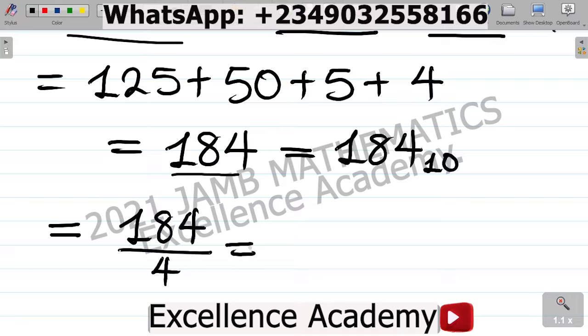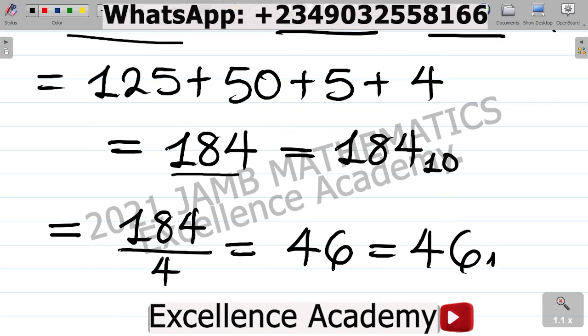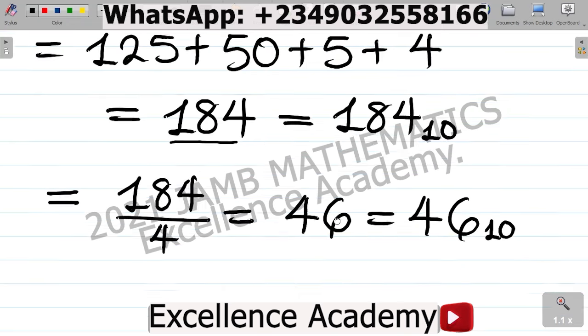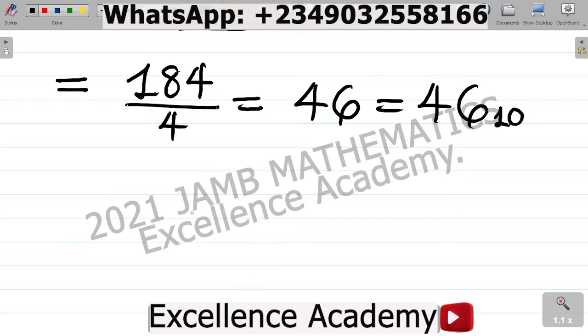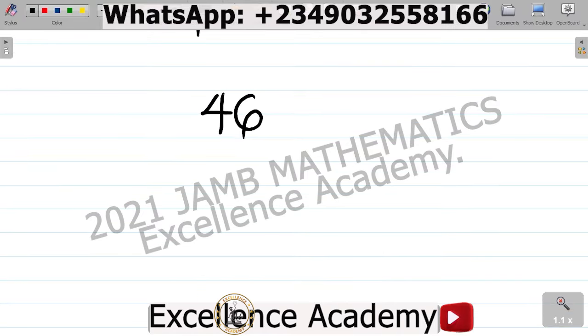If you do 184 divided by 4, you have this as 46. This 46, note that it is in base 10. And we are asked to find the average in base 5. So we'll convert 46 back to base 5. And how do we do that? So this is 46.